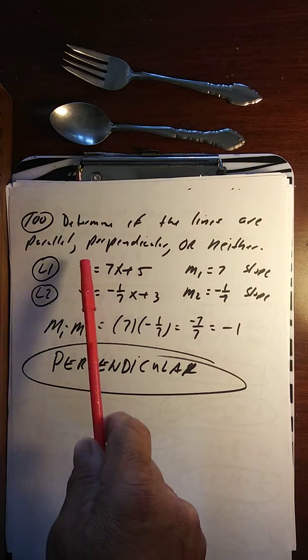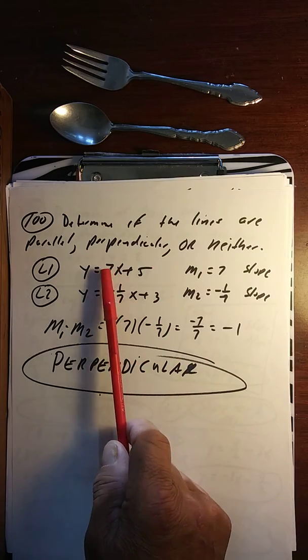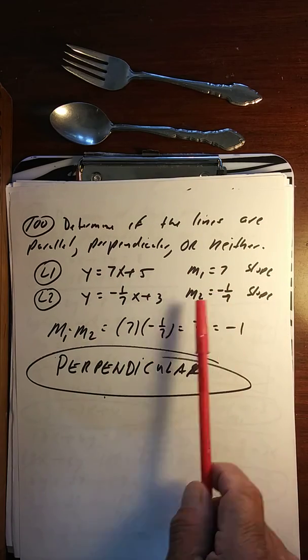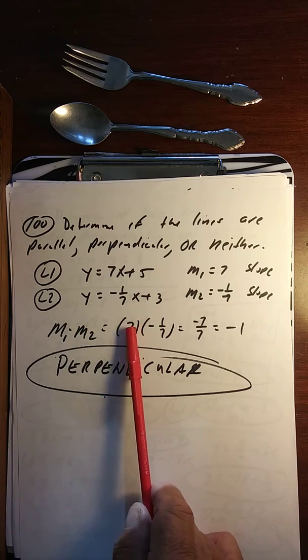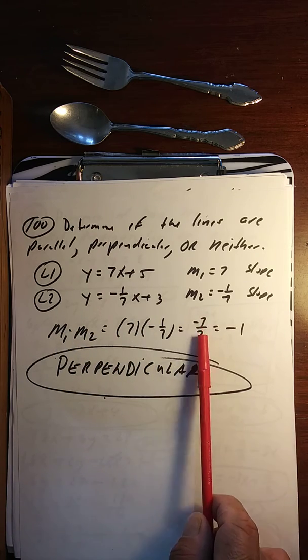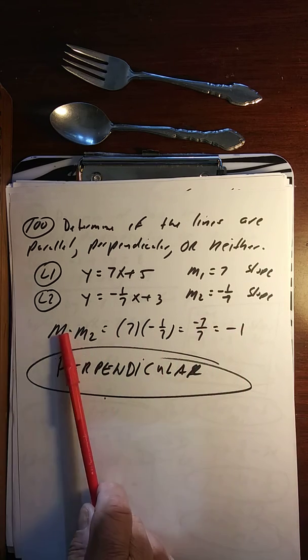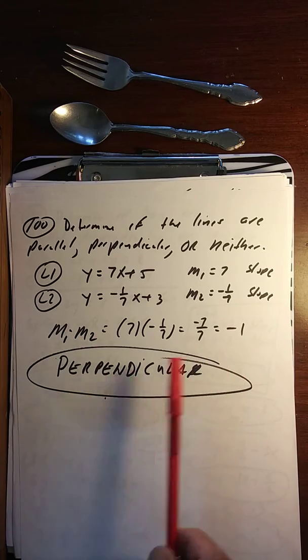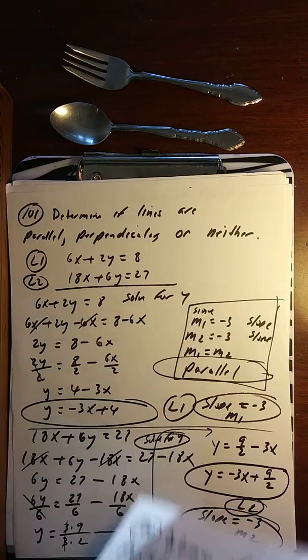Determine if the lines are parallel, perpendicular, or neither. There's the first one, slope. There's the second one, slope. And if you go m1 times m2, 7 times minus 7 is going to be negative 7 or that. It's going to be negative 1. Yes, the slope times the slope is negative 1, so they're perpendicular.